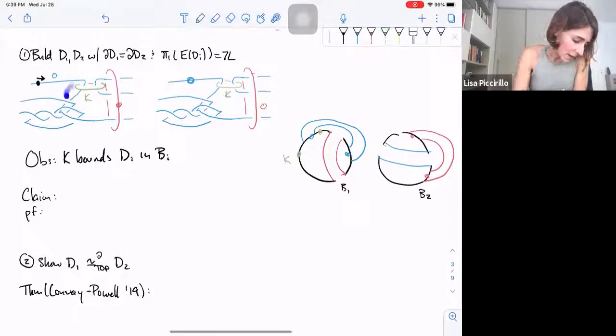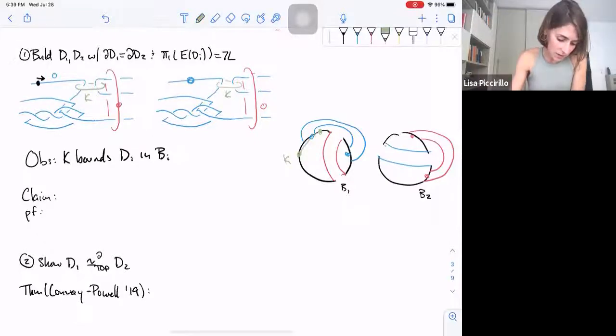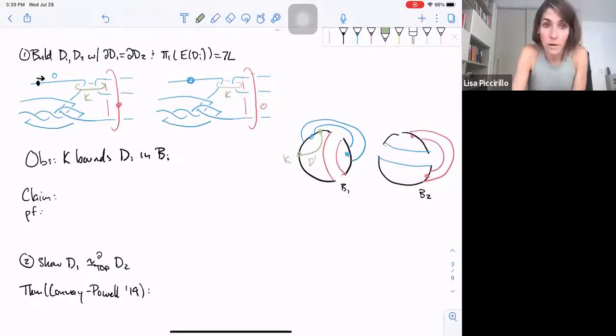Looking back at my diagram for a second, K bounds a disc just in the diagram. And what does this diagram mean? It really means take the four ball, cut out something along red, attach something along blue, exactly as in our schematic. So the disc that K bounds in the diagram really exists right here. And if you don't love that picture, which I don't, you can think about pushing it into the four ball a little bit like that. And that's our disc D1 for K. We're thinking of it as being in B4 number one.